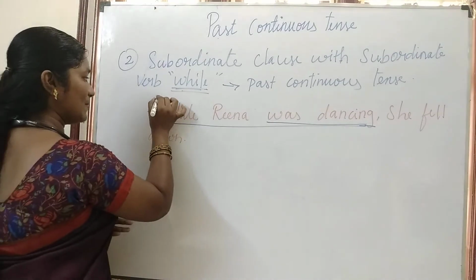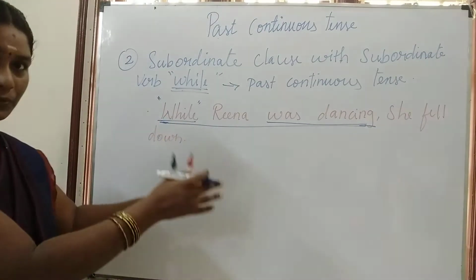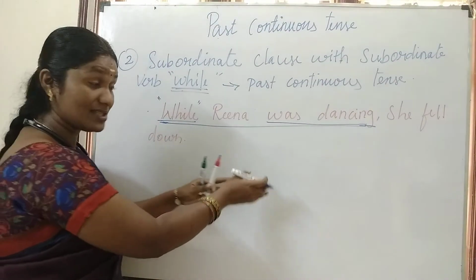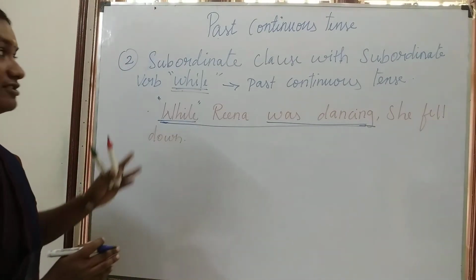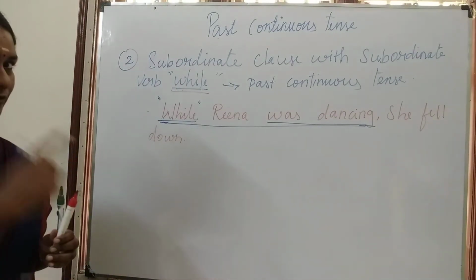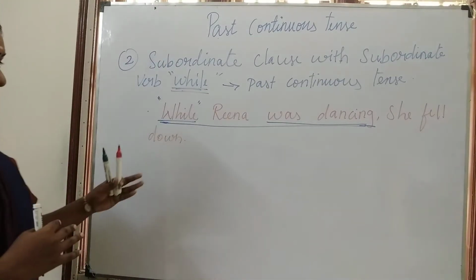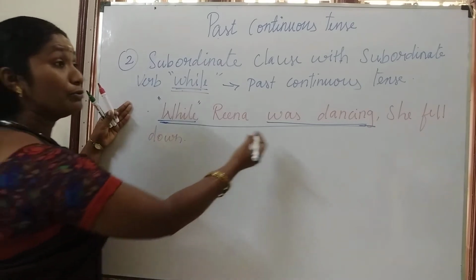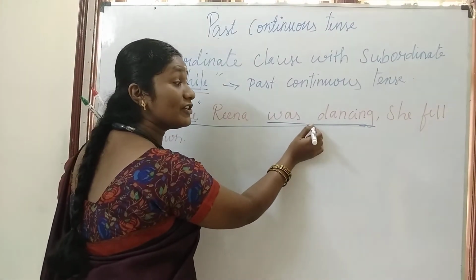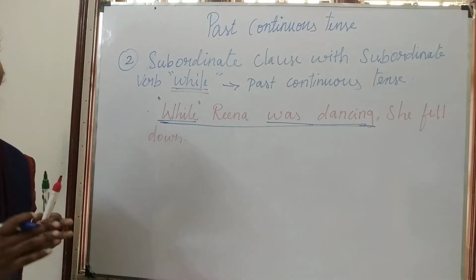So when a sentence begins with "while", keep in mind, in the subordinate clause we have to use only the past continuous tense. This is the second rule. The first rule is to express an action going on in the past, and the second is that in the subordinate clause, we have to use the past continuous tense when the sentence begins with a subordinate clause.